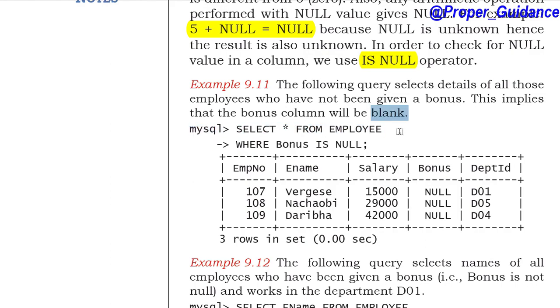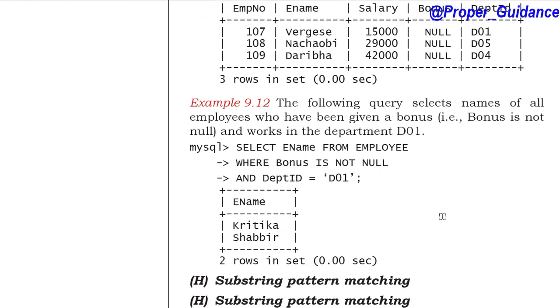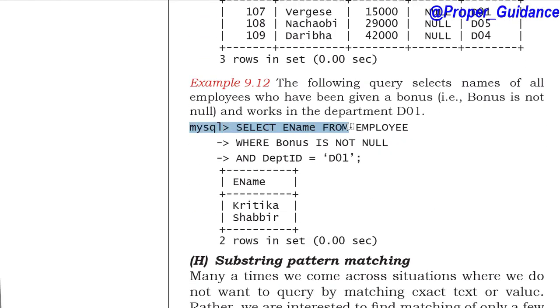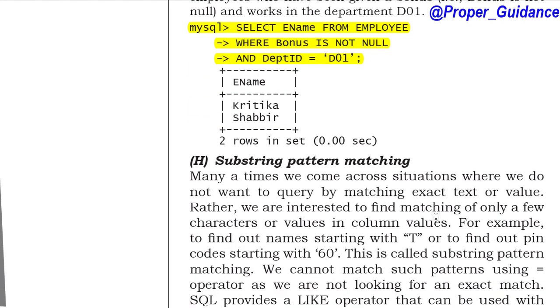MySQL: select star from employee where bonus is null. MySQL: select e-name from employee where bonus is not null and department ID equals this.